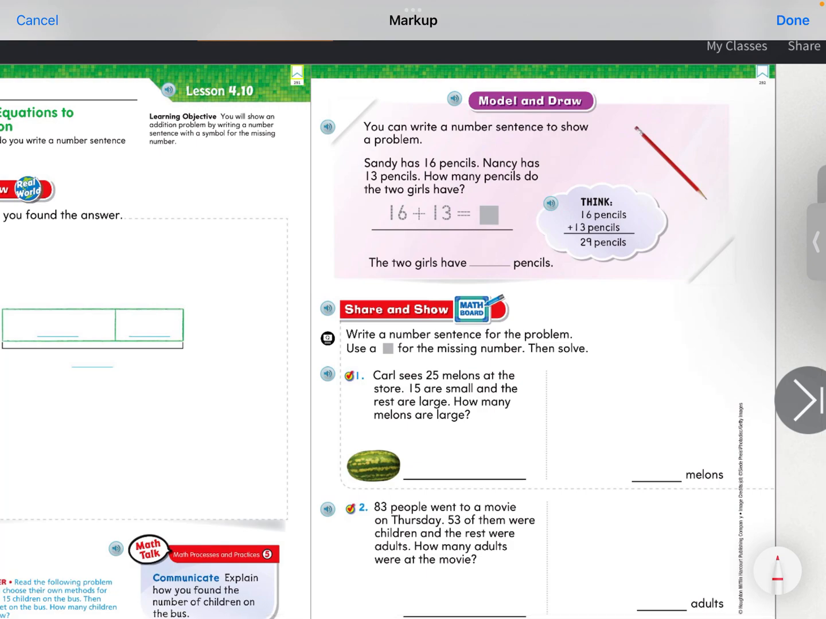First thing I want to do is ask myself, what am I solving for, or what am I trying to find? I'm trying to find out how many of the melons are large. So if I want to, I could draw a bar model. Maybe bar models help you, maybe not. Okay, I know that Carl sees 25 melons total. So that's how much my entire bar is worth. Okay, he sees 15 that are small and then the rest are large. So I need to know how many are large.